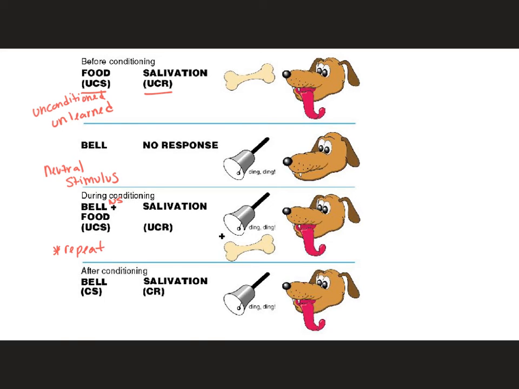After you repeat that, which we call conditioning, the dog has learned, we call this conditioned, which means the dog has learned to salivate at the bell. So now the dog doesn't need food anymore. All it needs is the bell, and it will salivate because in that dog's mind, the bell means food. The dog has been conditioned.